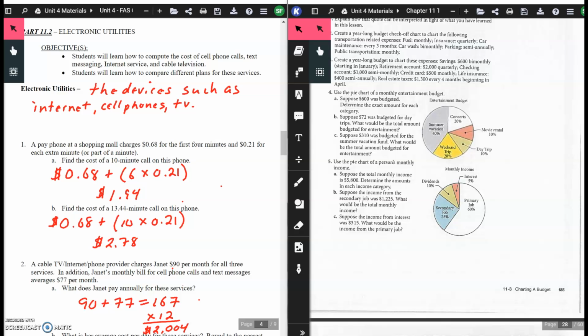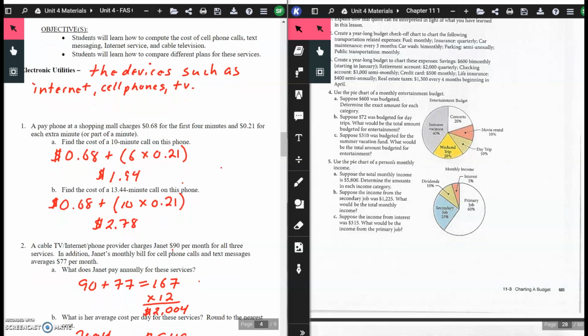Question number 1, a payphone at a shopping mall charges 68 cents for the first 4 minutes and 21 cents for each extra minute or part of a minute. Find the cost of a 10-minute call on this phone. So 68 cents is for the first 4 minutes, then you have 6 minutes after that at 21 cents per minute, which gives you a total of $1.94.